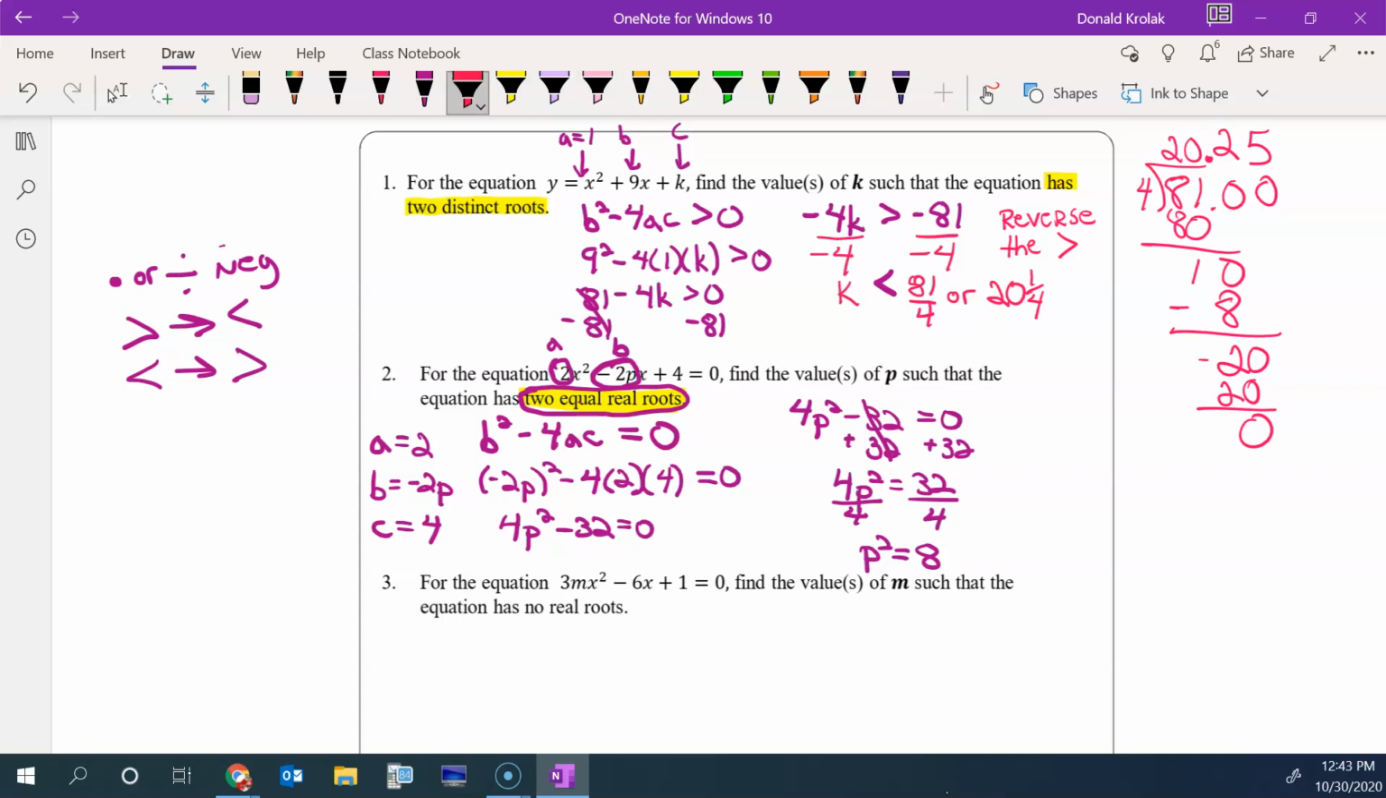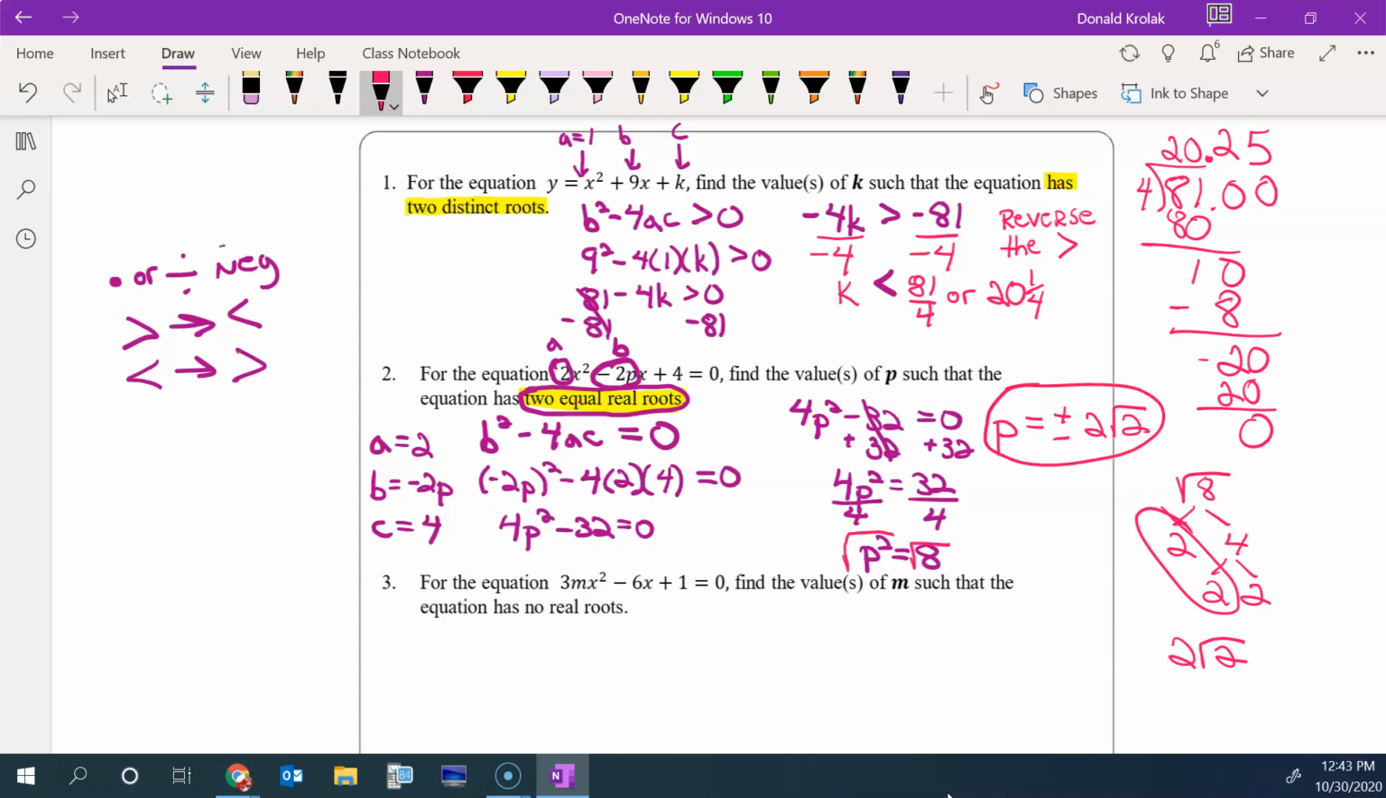Yeah, we still got to take the square root of this. Haven't finished it yet. So this would be P equals plus or minus, and then my square root of 8 is 2 root 2. So if P was either one of those numbers, that quadratic would just touch the x-axis.